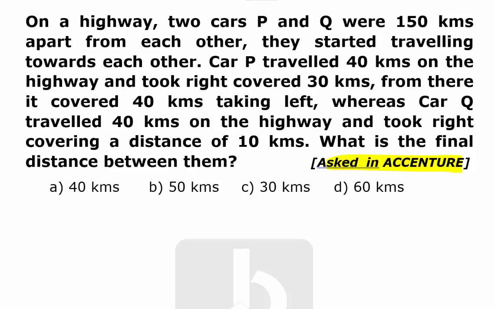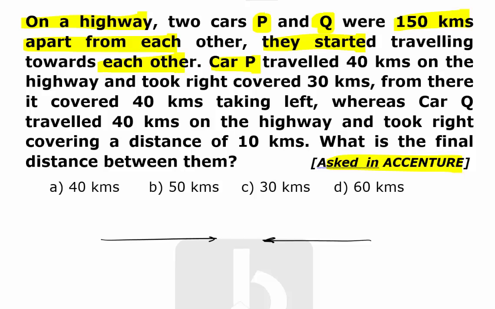He said that on a national highway there are two cars, car P and car Q, which were 150 kilometers apart from each other. Means they have a distance of 150 kilometers between them. Now they started traveling towards each other, means they are moving in the opposite direction towards each other.